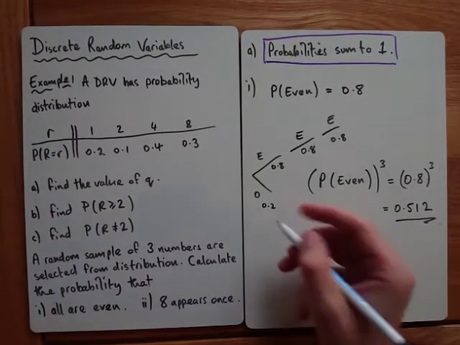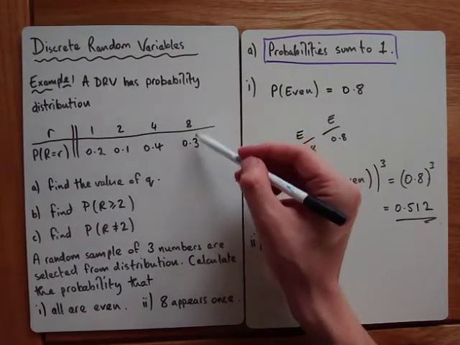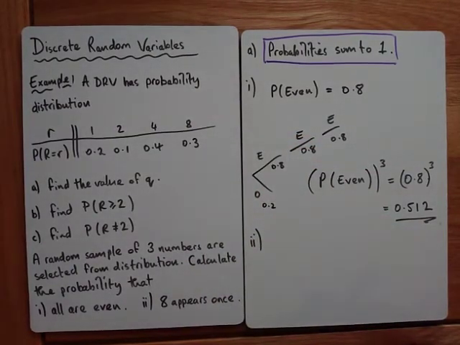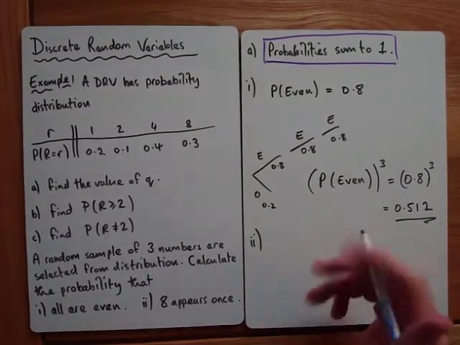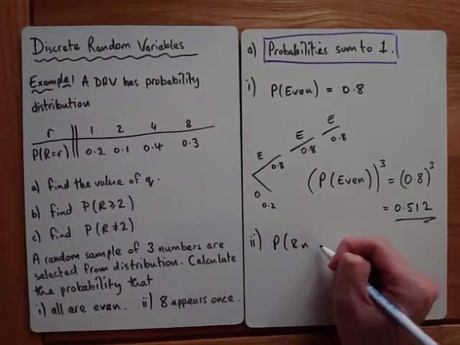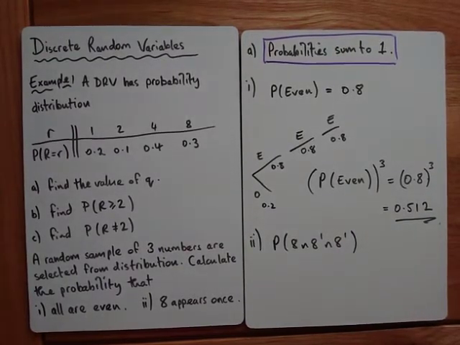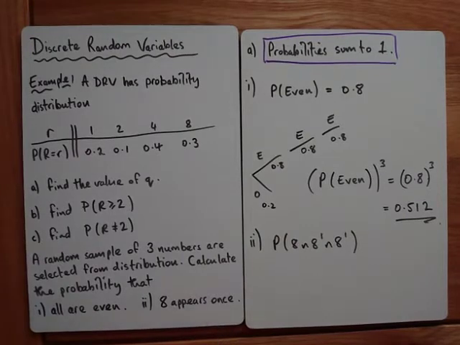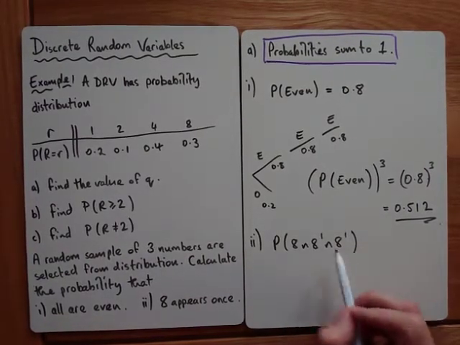Okay. If we want 8 to appear once for the next part, we've got to think about this carefully. It's not just as simple as saying, well, the probability that 8 appears is 0.3. It's not just going to be 0.3. We're spinning it 3 times and we want 8 to appear once, only once. So basically what we want to happen is we want 8 and then not 8 and then not 8. And a lot of students would lose marks on this question because if you think about that, you're not thinking about the whole picture. Okay, I'll show you what that calculation would look like.